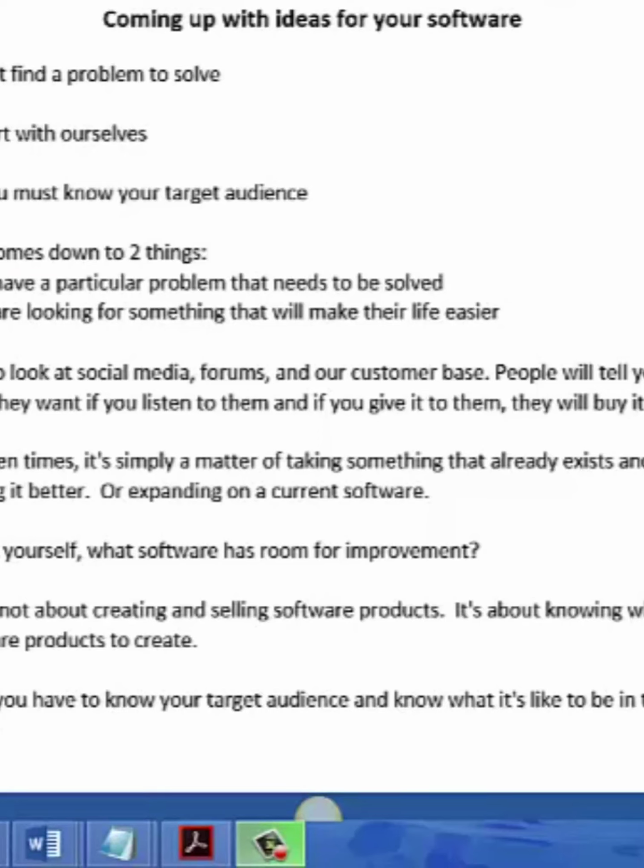You must also know your target audience that you plan to sell your software to. So basically it comes down to two things. One, consumers have a particular problem that needs to be solved, and two, they are looking for something that will make their life easier.